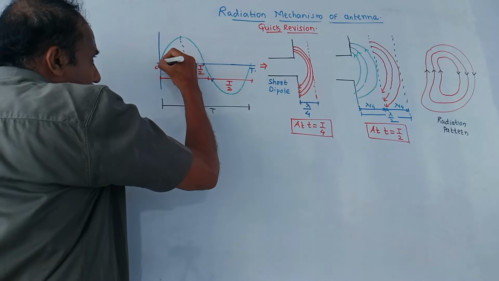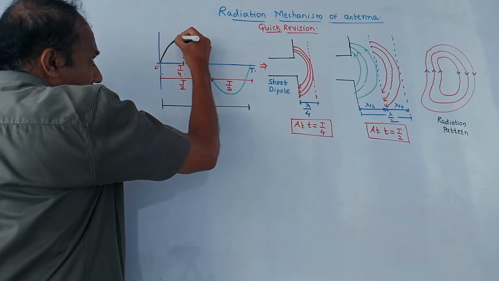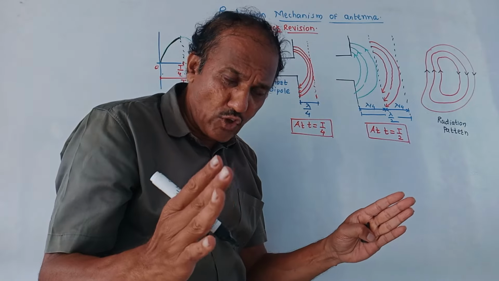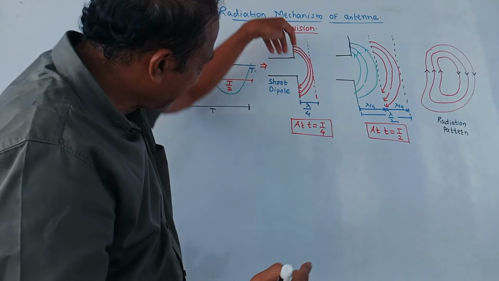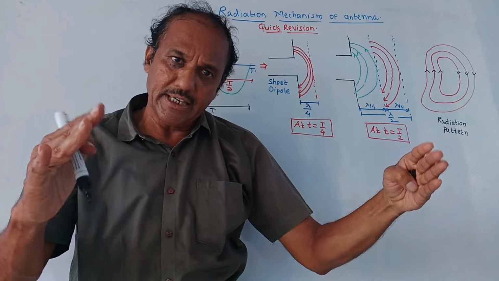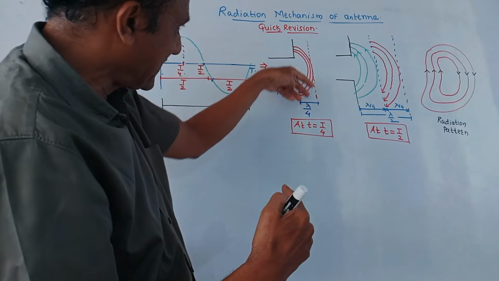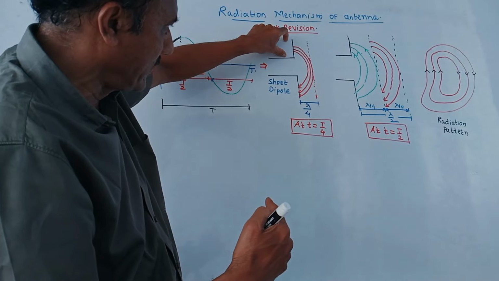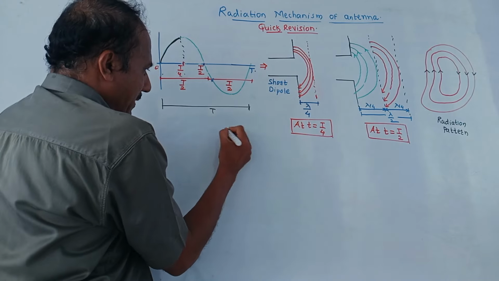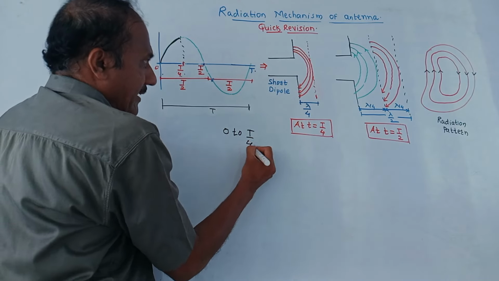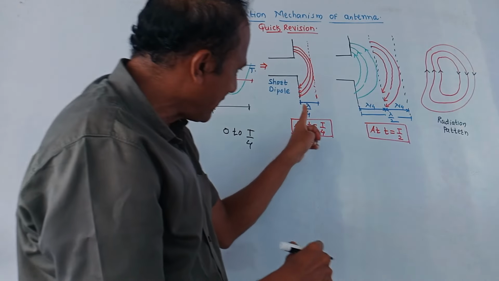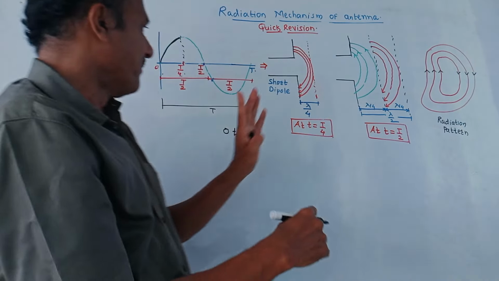So during this portion 0 to T by 4, when the charges are increasing, we'll consider that three lines of force are generated, and these lines of force are in downward direction. Again, this number 3 is an assumption, as well as the direction is an assumption. We are considering the upper portion is positive, lower is negative, to make the thing simple. During the period 0 to T by 4, three downward lines of force are generated. These lines of force travel a distance lambda by 4.